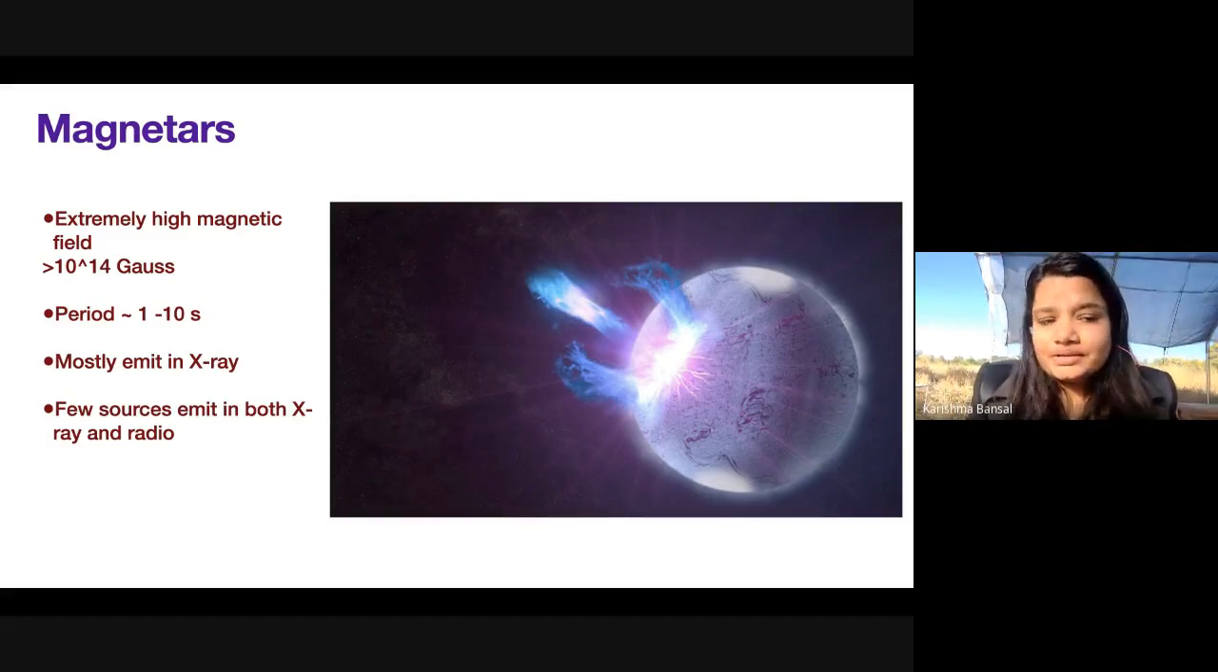As I mentioned earlier, the period of these magnetars is in the range of 1 to 10 seconds, and so far there are only 30 known magnetars, and this is a very, very active field of research. This is something I work on.